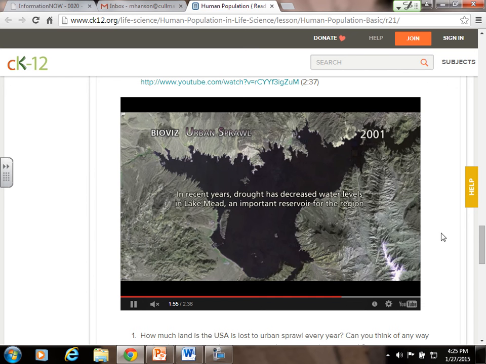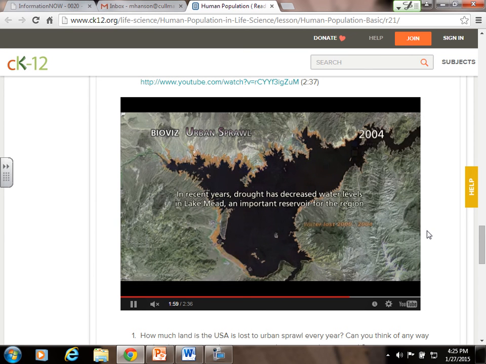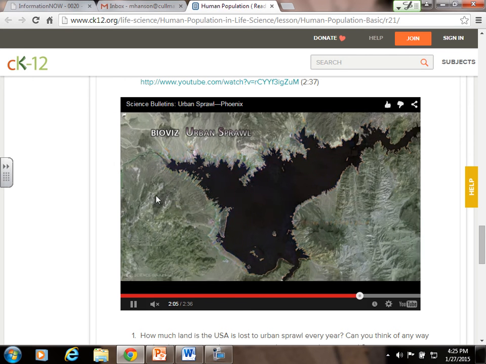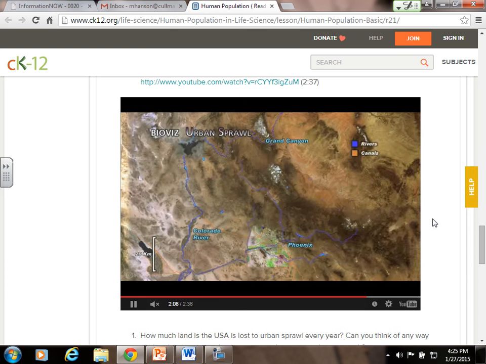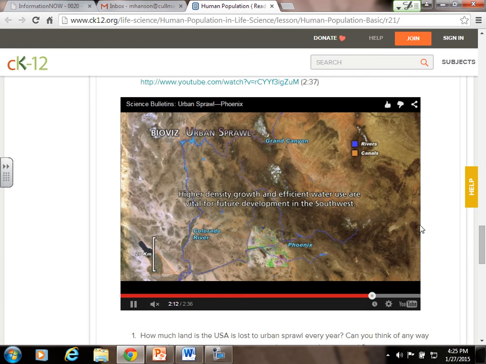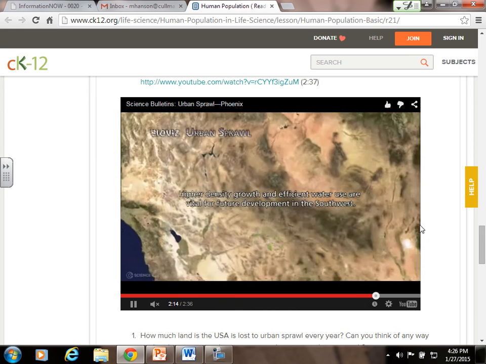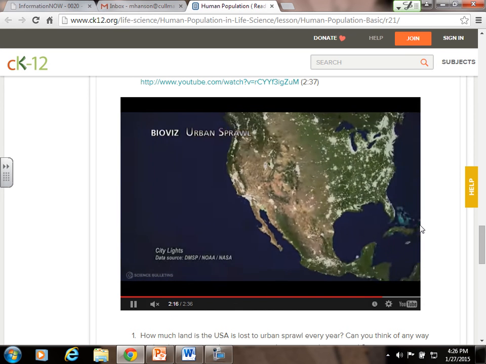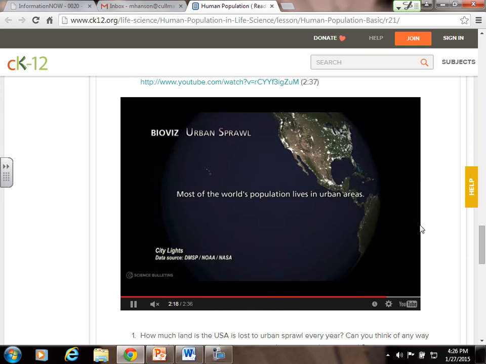This is Lake Mead, and water levels have been dropping. From 2000 to 2004, all the orange areas are places that are now exposed land where it used to be underwater because they're using up the water. So that's going to be one of the big issues in the future for this area: how do you come up with enough water to feed all of those people?